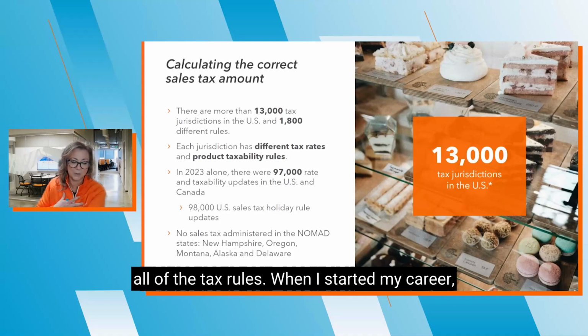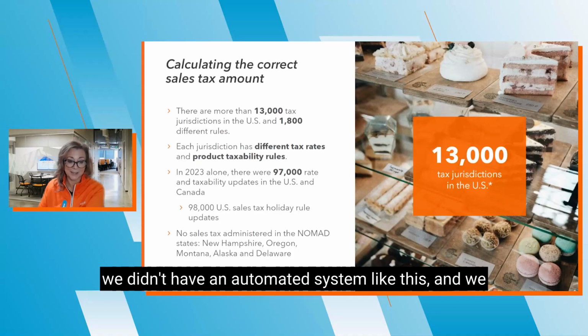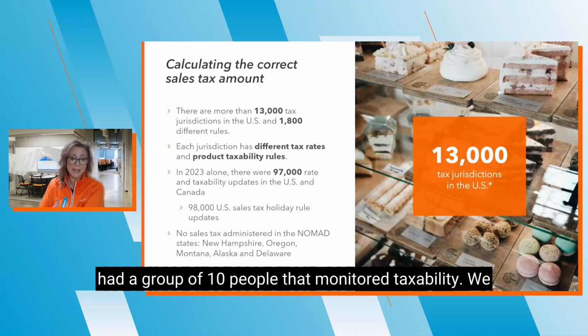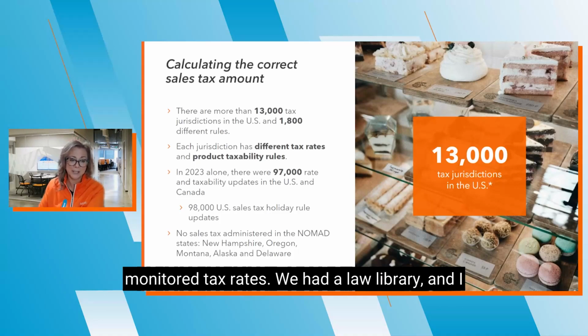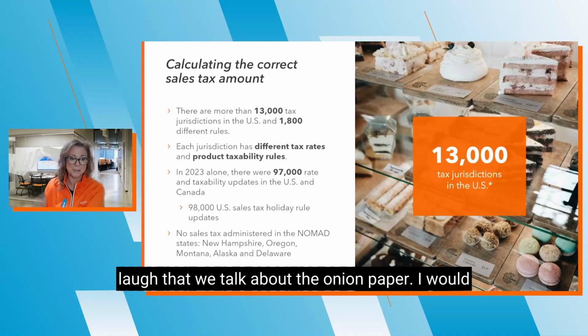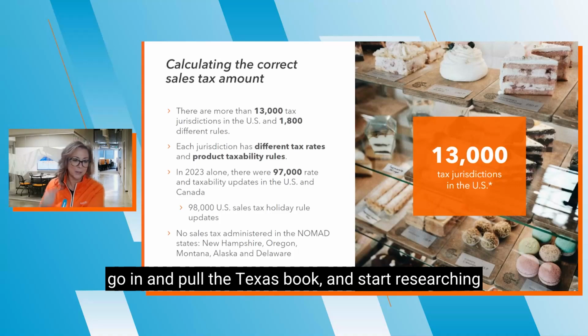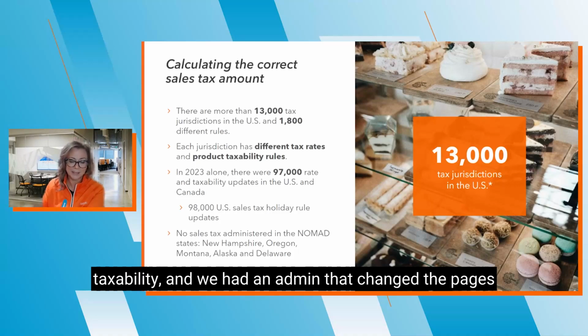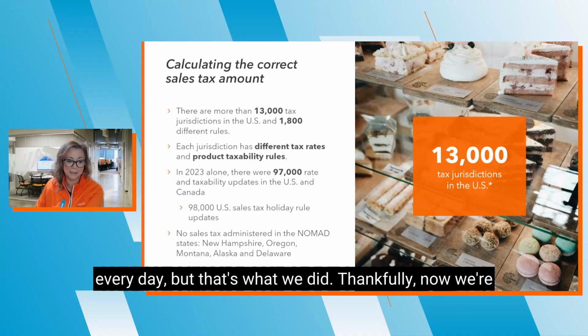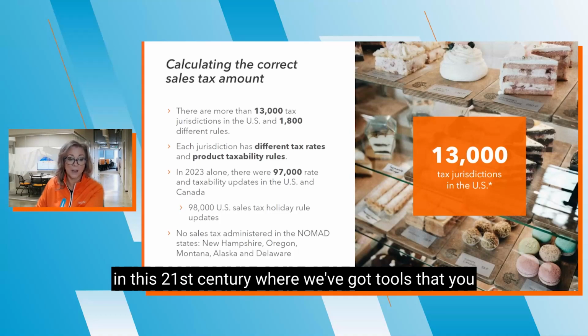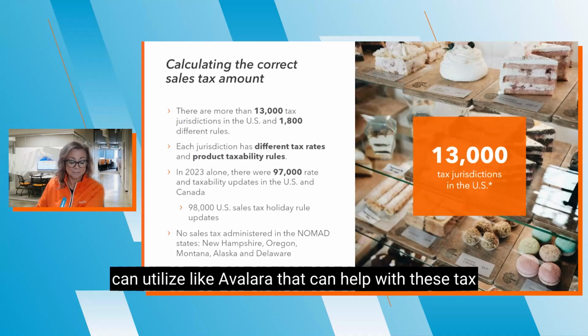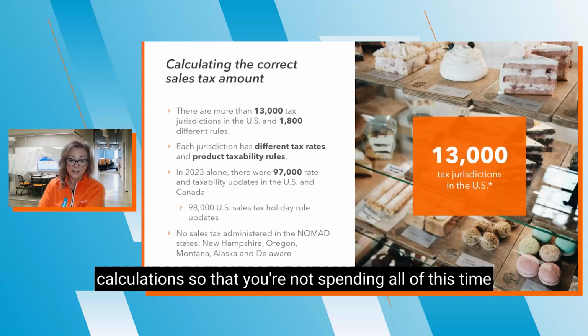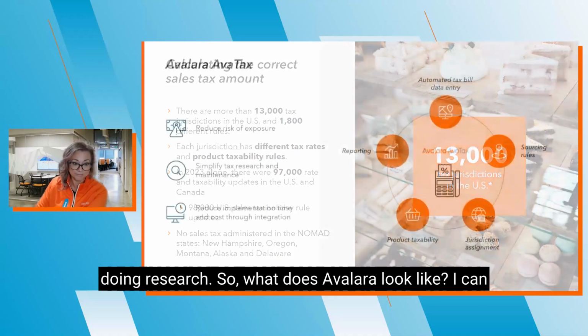When I started my career, we didn't have an automated system like this, and we had a group of 10 people that monitored taxability. We monitored tax rates. We had a law library, and I laugh that we talk about the onion paper, and I would go in and pull the Texas book and start researching taxability, and we had an admin that changed the pages every day. But that's what we did. And thankfully, now we're in this 21st century where we've got tools that you can utilize like Avalara that can help with these tax calculations so that you're not spending all of this time doing research.